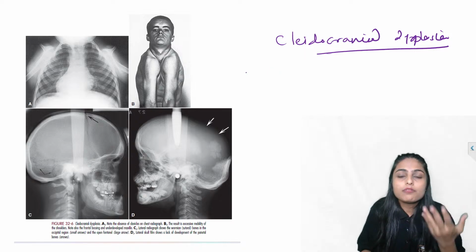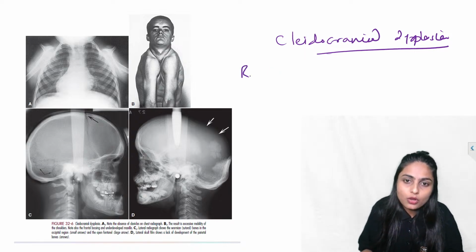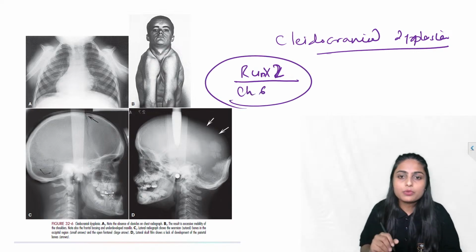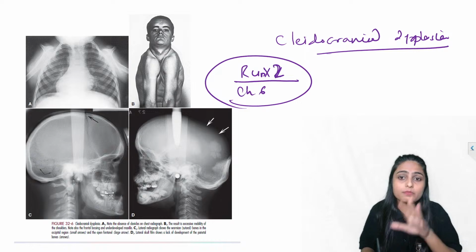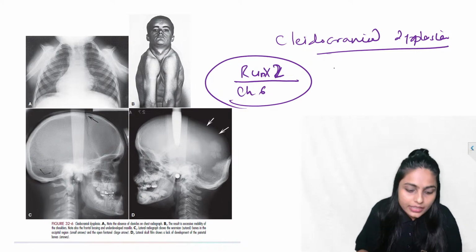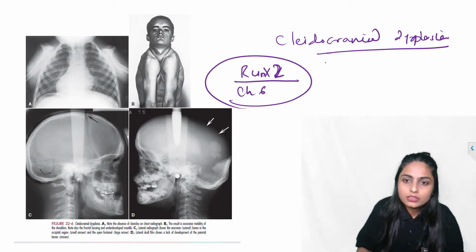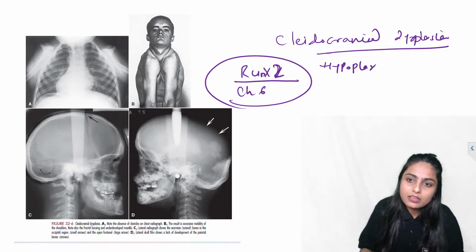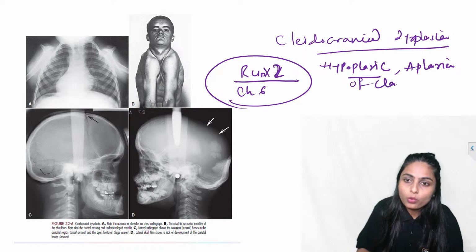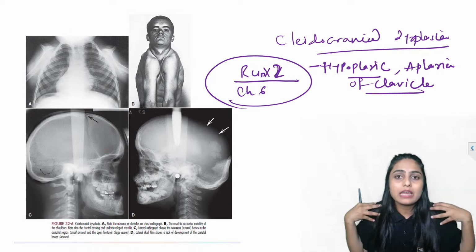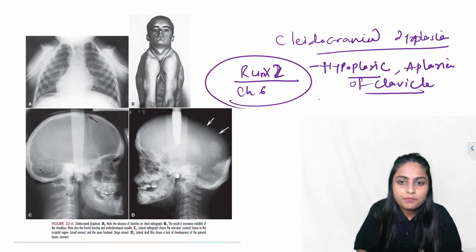And the mutation of which gene is there? Mutation of the RUNX2 gene, on chromosome 6. And in cleidocranial dysplasia, again, what you can see is the hypoplastic clavicle, right? Hypoplasia or aplasia of the clavicle bone. So due to hypoplasia or aplasia of the clavicle bone, the patient can move the shoulder girdle very easily.